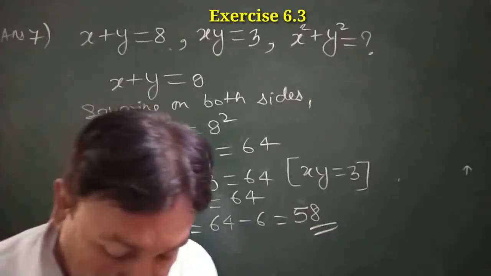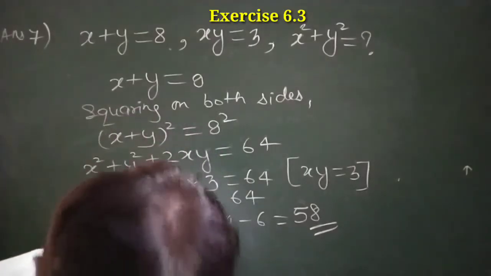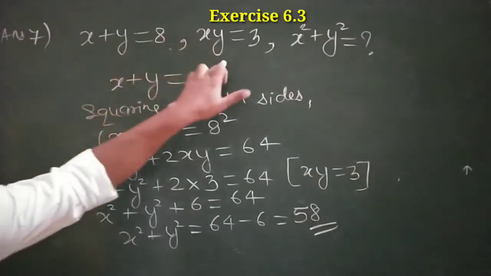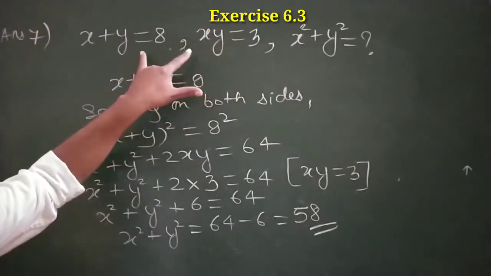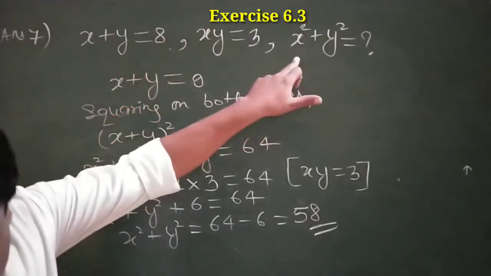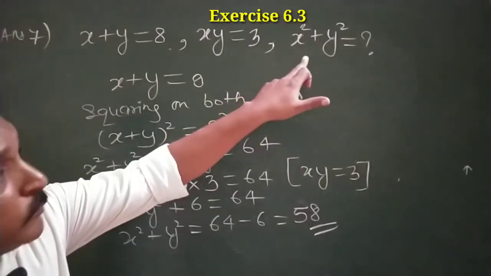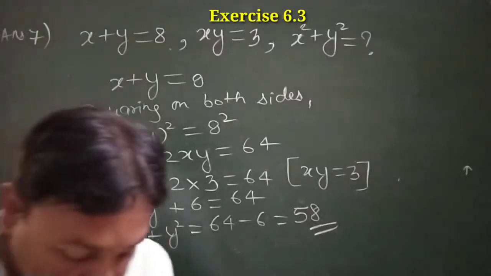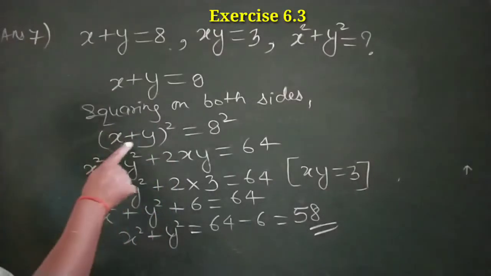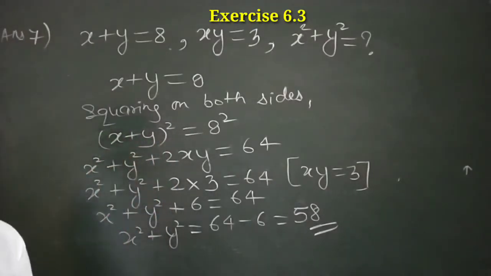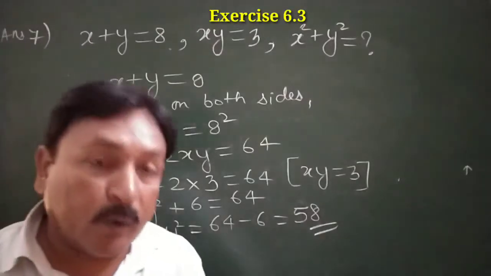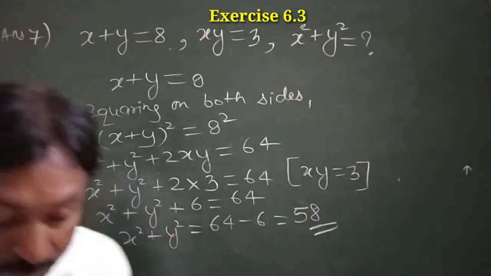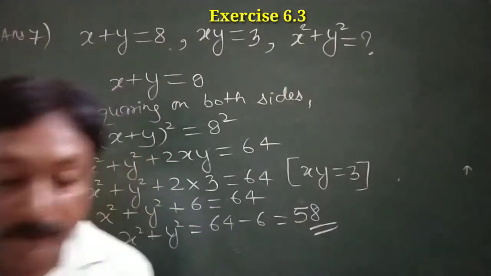Now see question number 8 also, it is just like question number 7. Two pieces of information are given to us and we have to find the value of x square plus y square there also. You will do the squaring. In question number 7 it was a plus b whole square. In question number 8 it will be a minus b whole square. So do the expansion and solve it in the same way. So complete exercise 6.3. Okay.